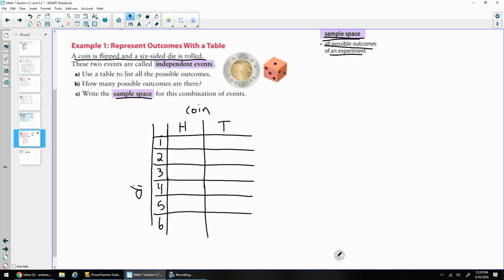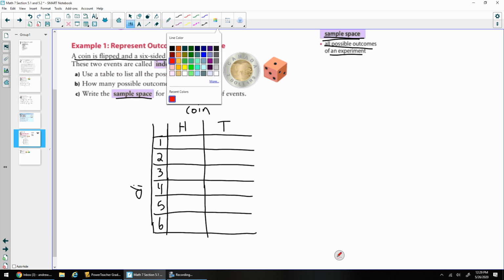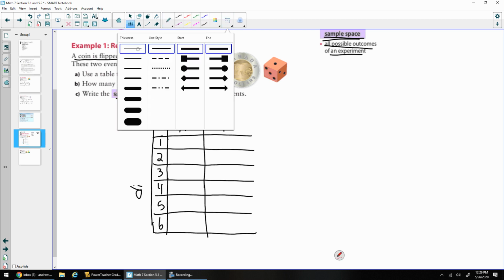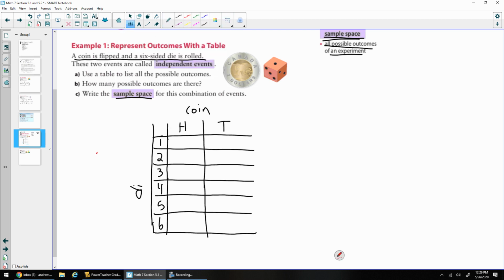Now on this table, with just these two events, we can write out, and I'm going to do it in a different color just to separate it, all the possible combinations of these two events. That's what we're trying to find, the combinations of events. So you could get a 1 and a heads, or a 1 and a tails. You could get a 2 and a heads, or a 2 and a tails.